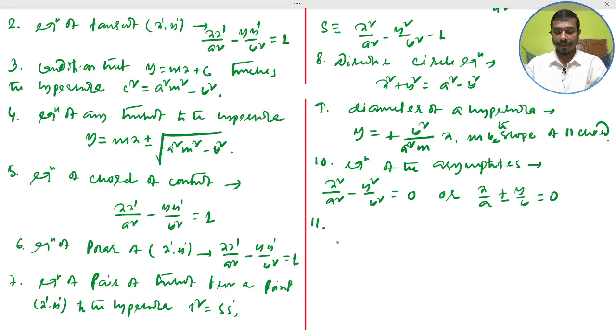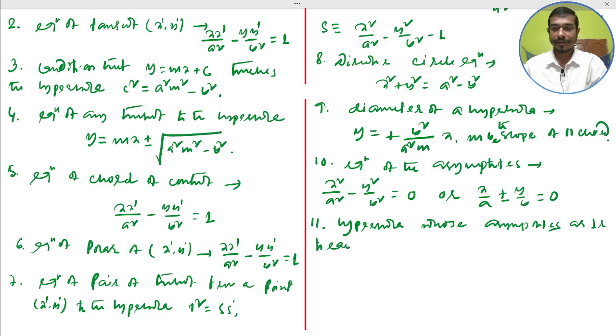The last one, number 11. A hyperbola whose asymptotes are perpendicular to each other is called the rectangular hyperbola. Okay. This is the definition of the rectangular hyperbola, that hyperbola whose asymptotes are perpendicular to each other. This is called the rectangular hyperbola.